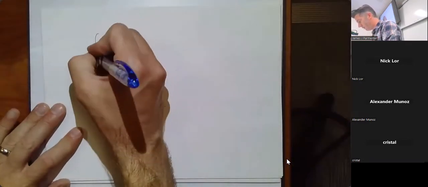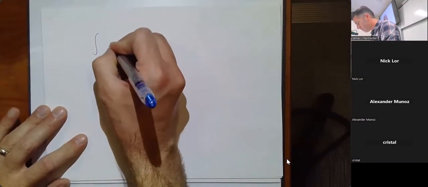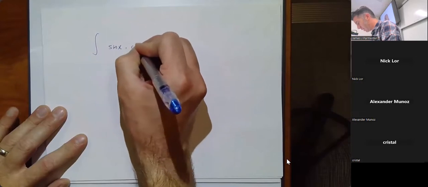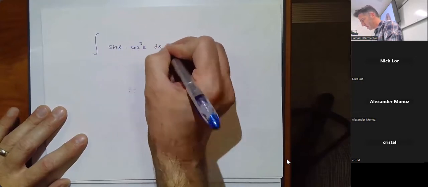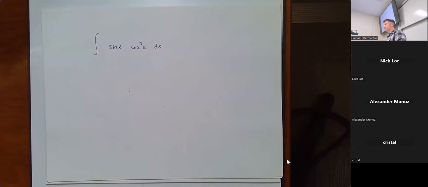Let's say I have the antiderivative of sine of x times cosine cubed x dx. So you have sine times cosine, or powers of sine and powers of cosine. Typically letting u equal one of those things is a good choice, meaning letting u equal sine or then u equal cosine. Here there is a superior choice. Sometimes there's a clear choice, sometimes there's no good choice. But here, there's definitely a best choice.